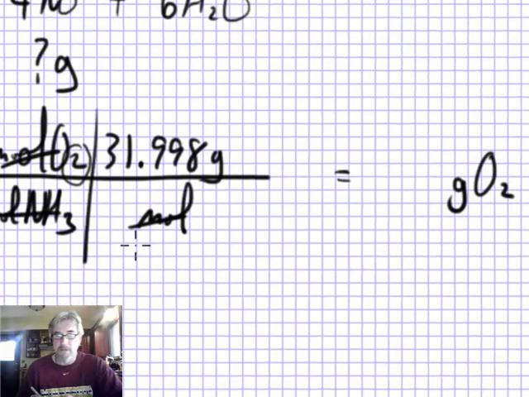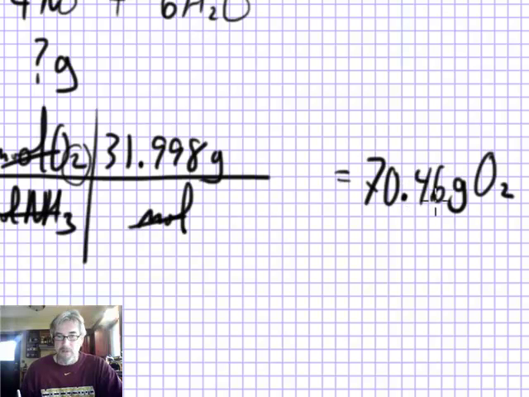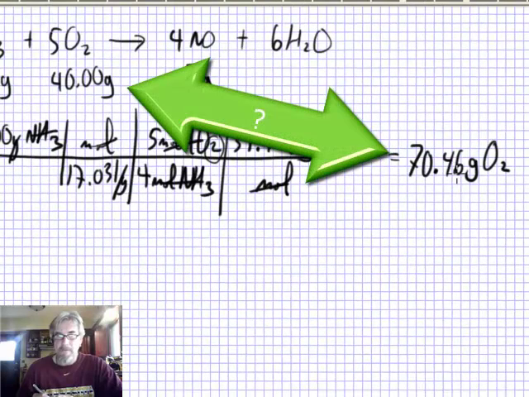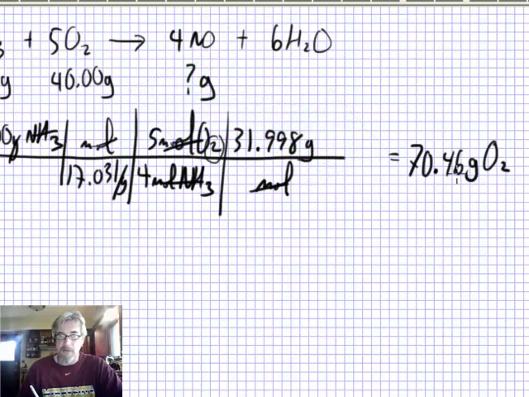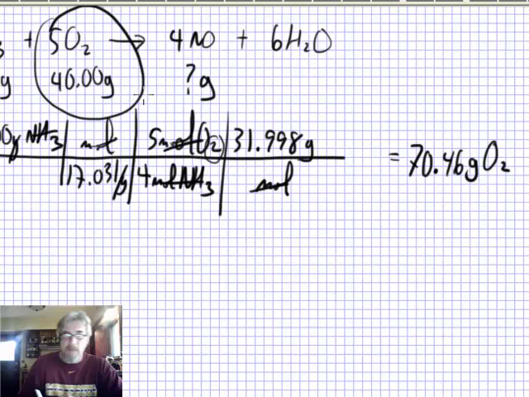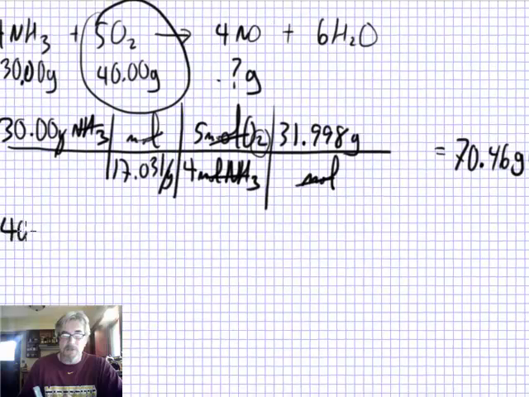I do the calculation, it shows me that 70.46 grams of oxygen are needed to use up all of this ammonia. Do I have that much? No, I don't. I only have 40 grams of oxygen. So since that's my limiting reactant, that has to be my starting point in determining how much NO will be produced. So that's my next step, another calculation.